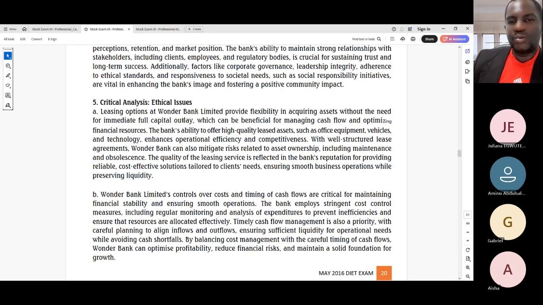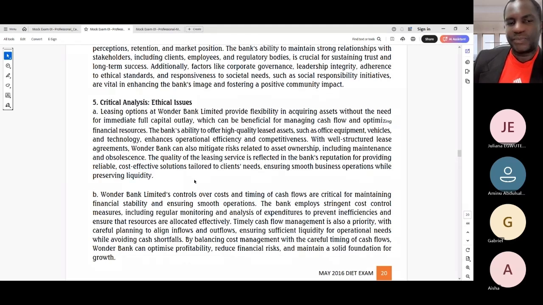So the immediate full outlay, which can be beneficial for managing cash flow and optimizing financial resources. The bank's ability to offer high quality lease assets such as equipment, vehicles, technology enhances operational efficiency and competitiveness. So we're looking at the quality of the lease service in reflecting the bank's reputation. So it's critical. So this one is a critical matter we're talking about on the lease option. We said ensuring smooth business operations while preserving liquidity.